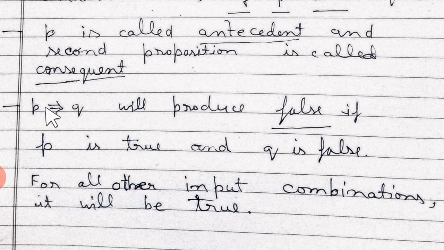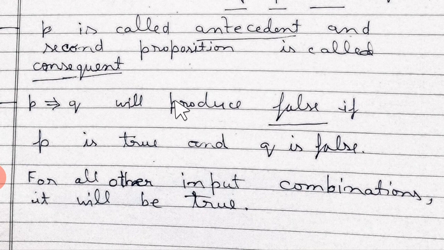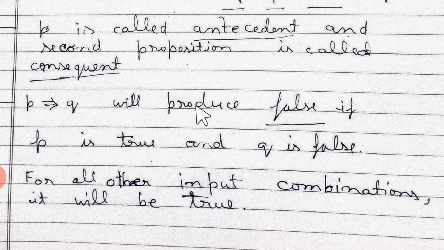After that, P conditional Q will produce false. It's a very important line. P conditional Q will produce false if P is true and Q is false. For all other input combinations, it will be true. You'll have a much better idea when I explain that through an example and a truth table.